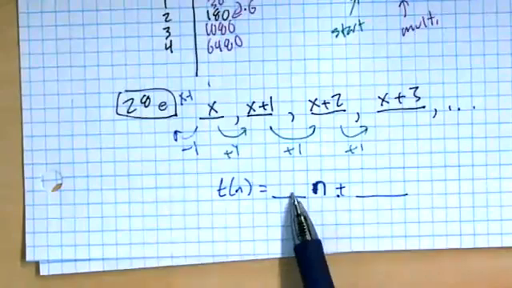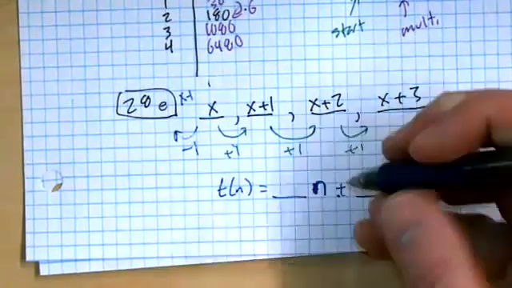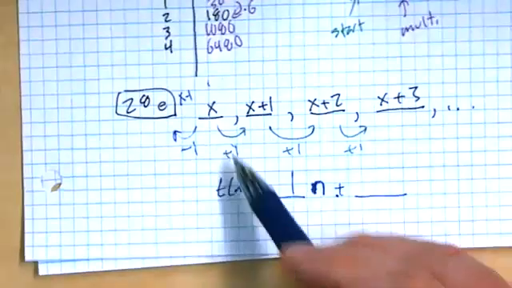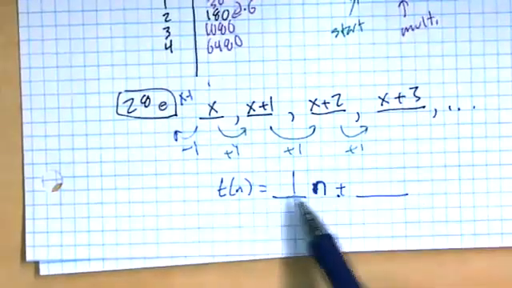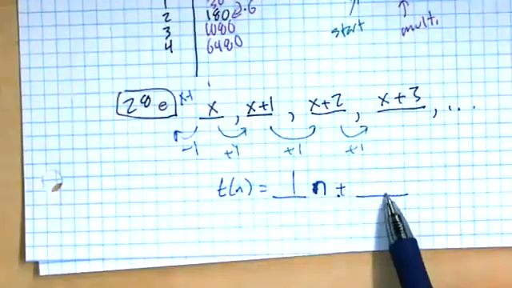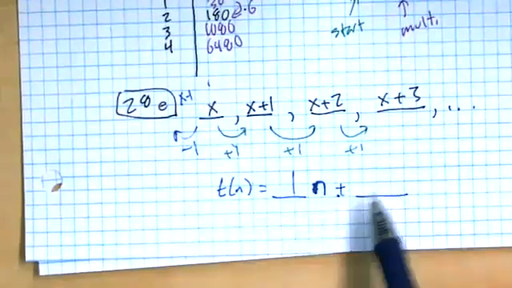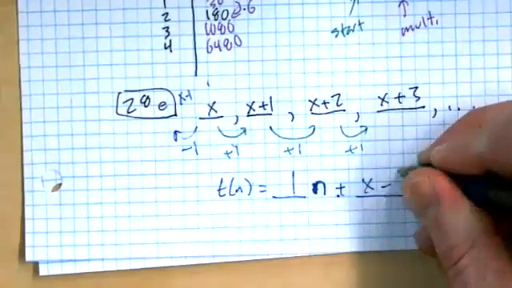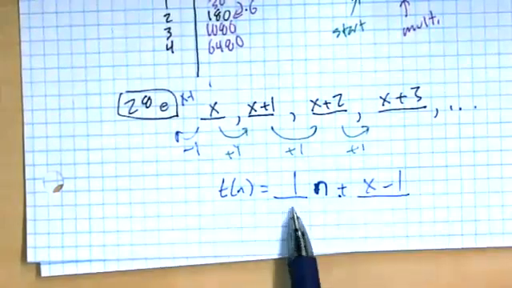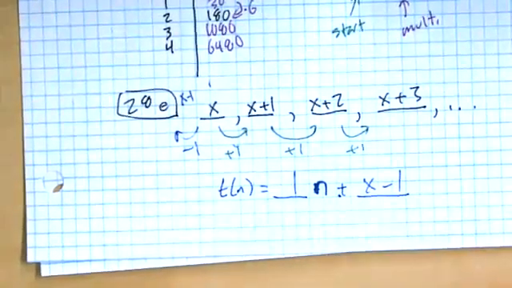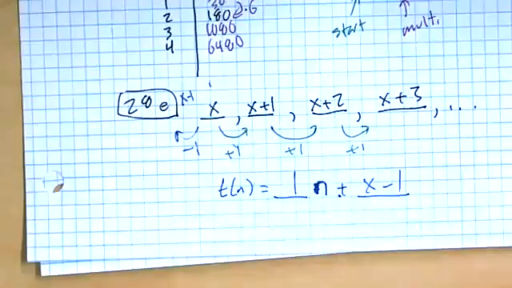What's this going to be? This is how much we're changing each time. So it's just 1. This is how we're adding 1 each time, right? This is the change. And this is our starting value, or our 0th term, which you just figured out was x -1. So my equation would be t of n equals 1n plus x -1. And so it's a weird one. And that's all we can do with it.